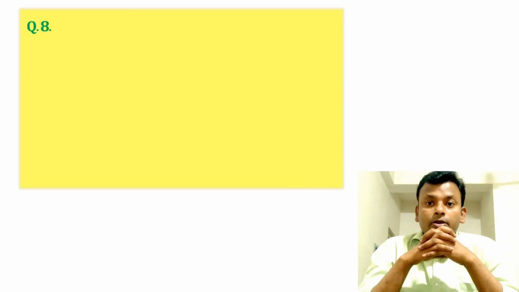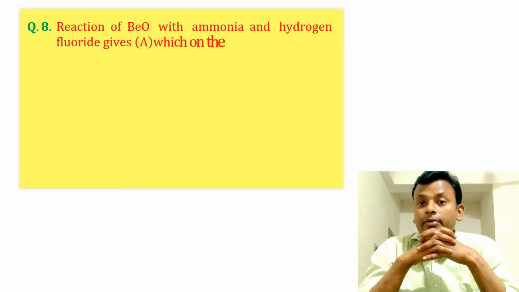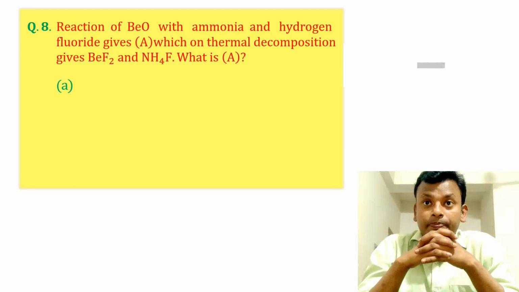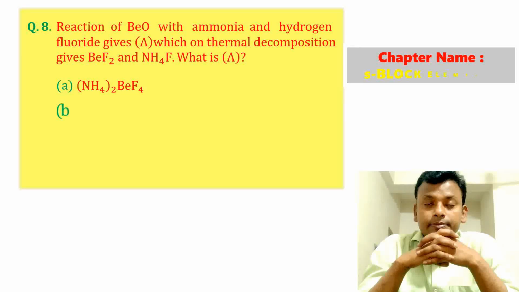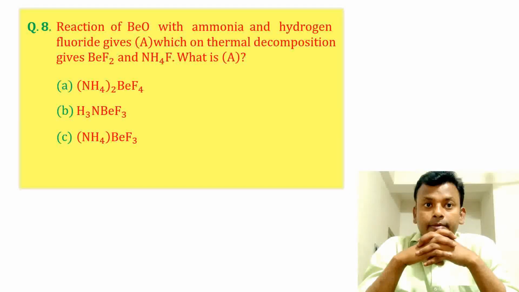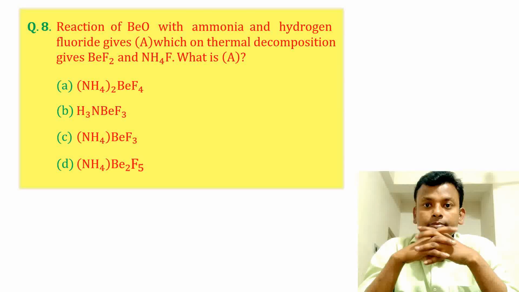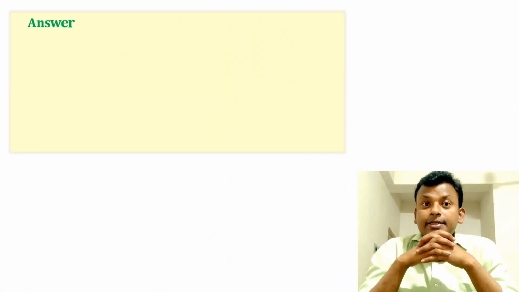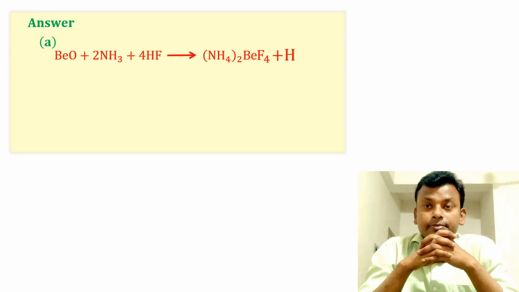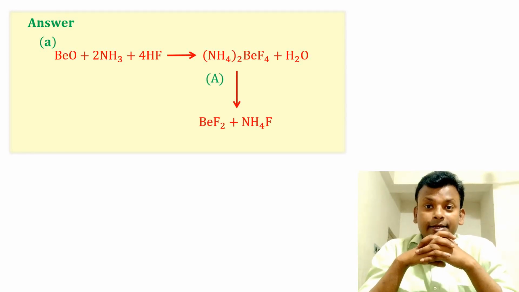Question 8. Reaction of barium oxide with ammonia and hydrogen fluoride gives A, which on thermal decomposition gives BaF2 and NH4F. What is A? Option A, option B, option C, option D. Answer: option A is the correct answer. That is (NH4)2BaF4. This is the reaction. So option A is the correct answer.